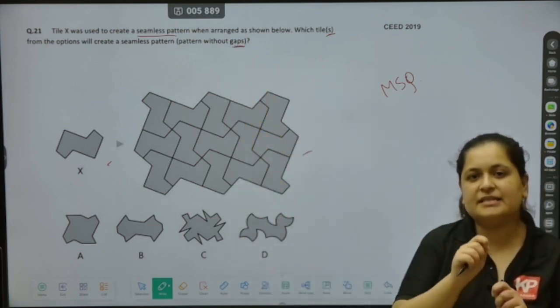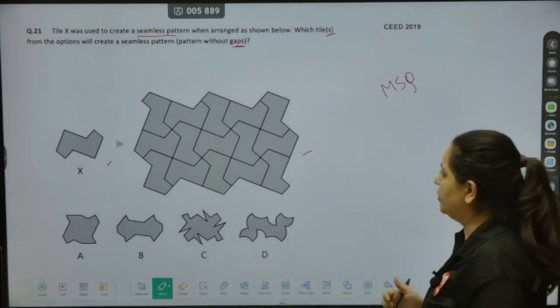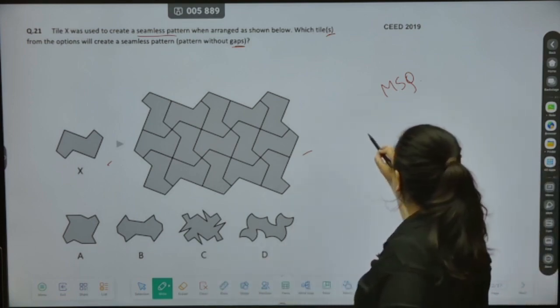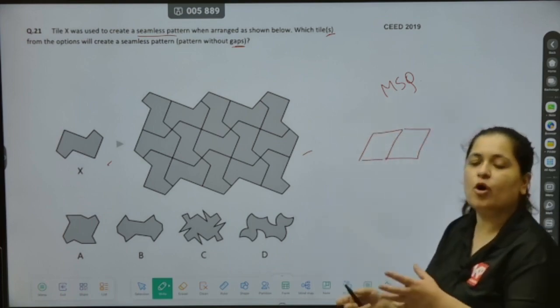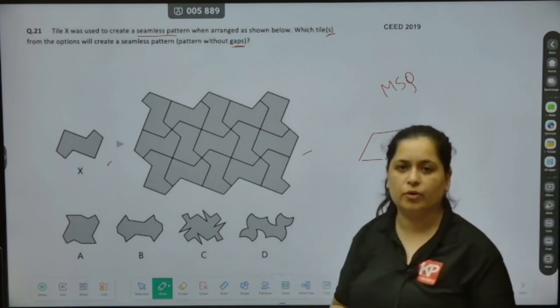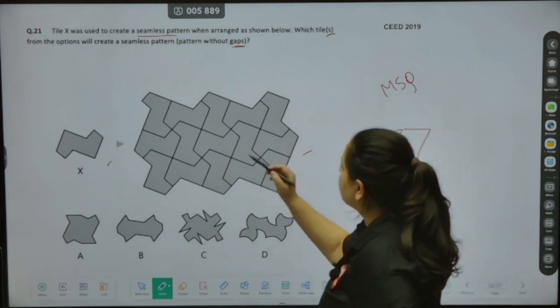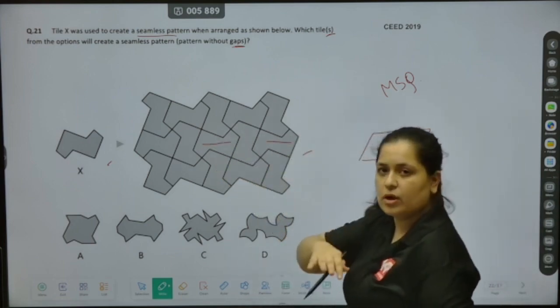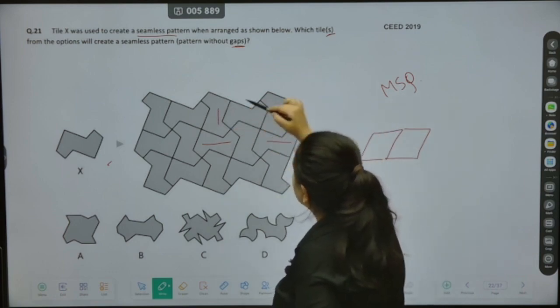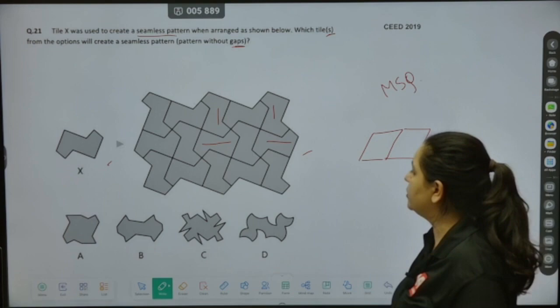Okay, now this is slightly different from the kind of questions that we've been solving so far. What we've been doing till now is placing one shape next to the other shape only. We've not been flipping it and we've not been rotating it. But in this one, if you look closely at the pattern, you will see that this particular tile is placed horizontally, and these tiles are placed vertically. So there is a rotation of 90° between two tiles.